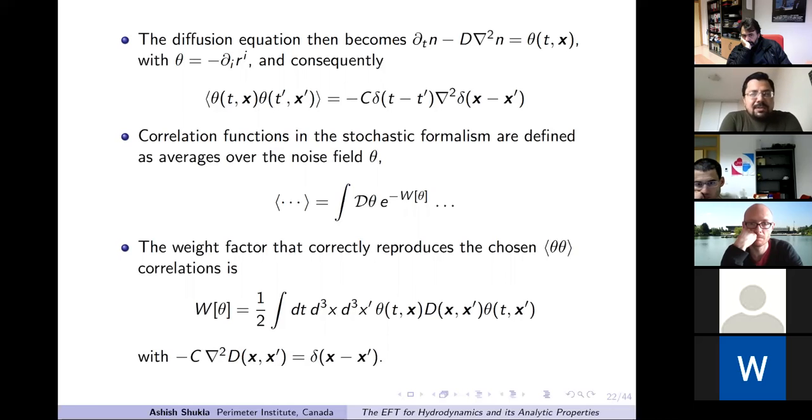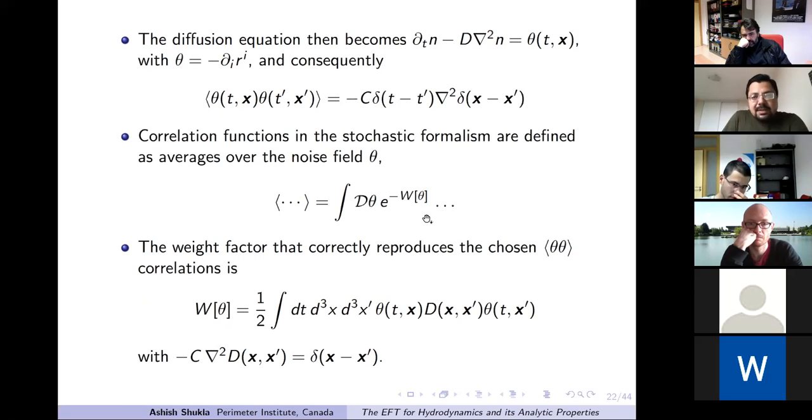Now, correlation functions in this approach in the stochastic formalism are defined as averages over the noise field theta. So if we want to compute the correlation function of some quantities, this is nothing but the path integral over all possible realizations of this noise field theta, weighted by some weight factor e to the minus W of theta. All right.